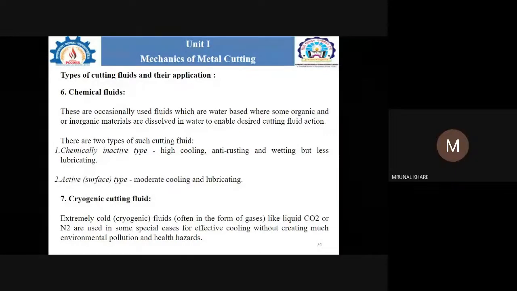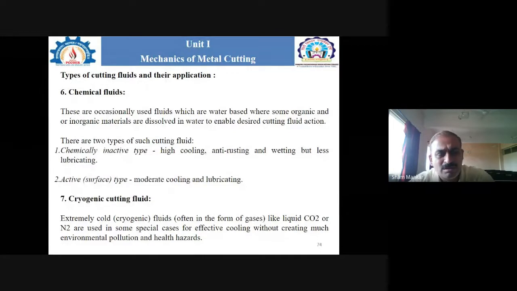No, sir. Okay. So this is one of the important parts to consider when we are looking at this phenomenon, particularly the mechanics of metal cutting. As we know, whenever we select the appropriate type of cutting fluid or coolant.